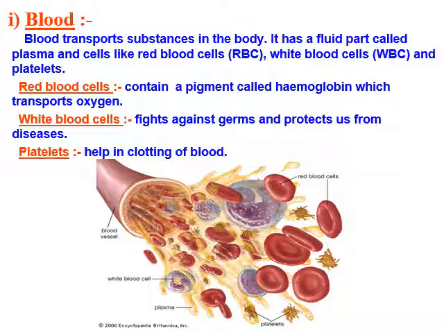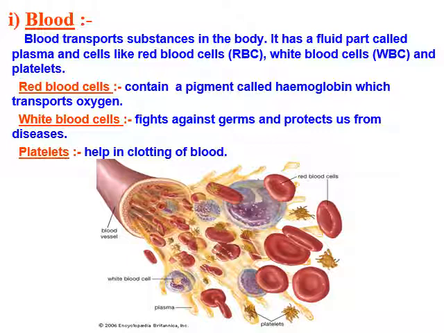First of all, blood. Blood is a fluid connective tissue of the body. Blood transports substances in the body. It has a fluid or liquid part that is known as plasma, and other cells are also present in the blood. They are red blood cells, or RBCs, white blood cells, WBCs, and blood platelets.